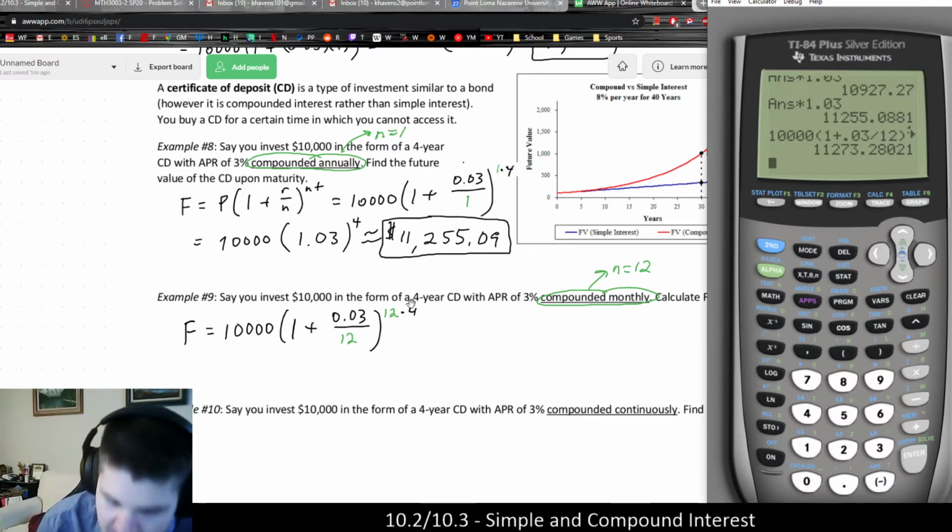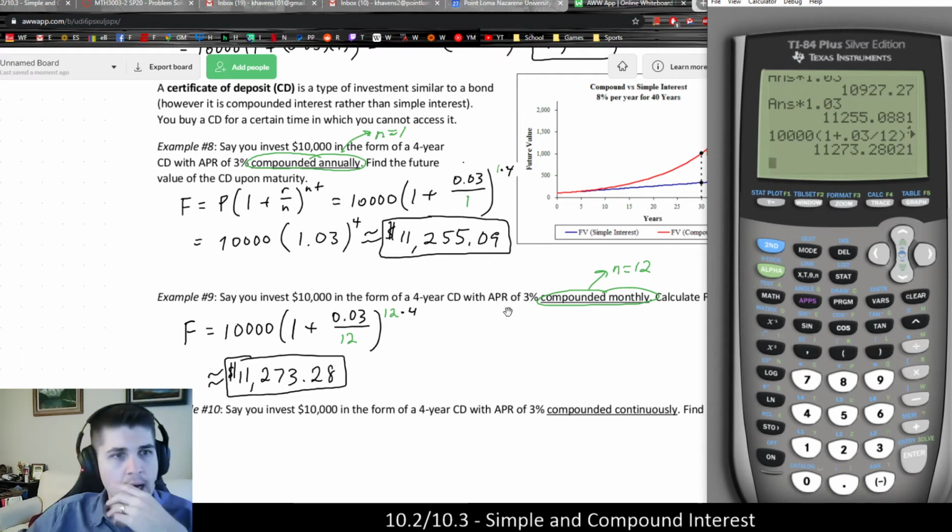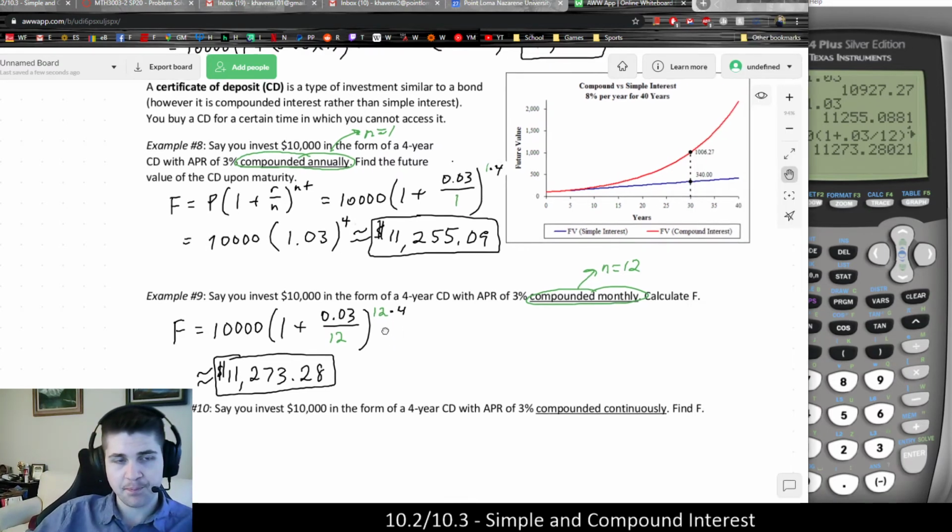And so that's going to give us approximately $11,273.28, which is a little bit more than if it were compounded annually versus compounded monthly. But why? What is this math? What did we just do? Let's look at this a little bit closer.